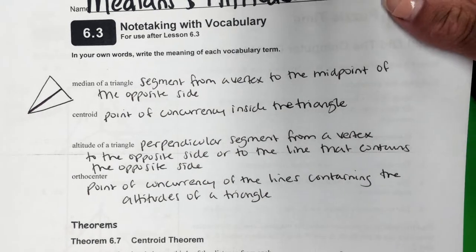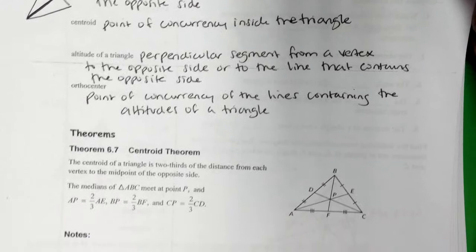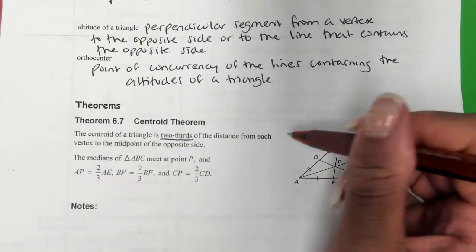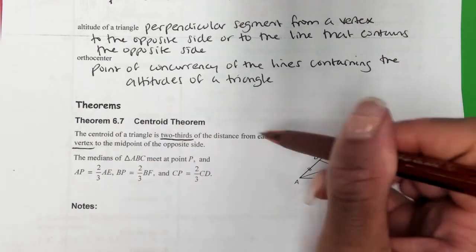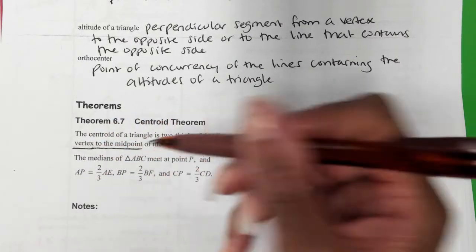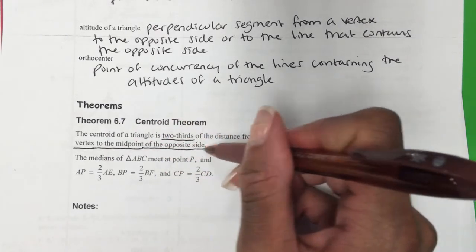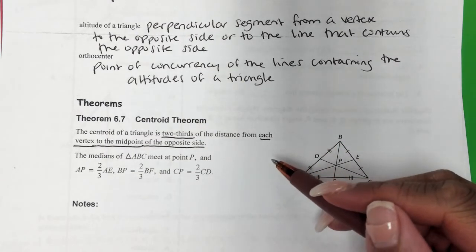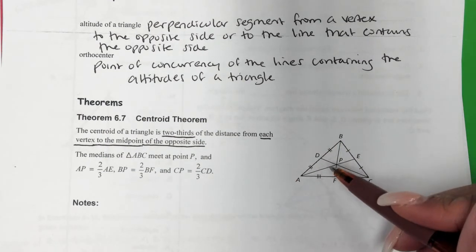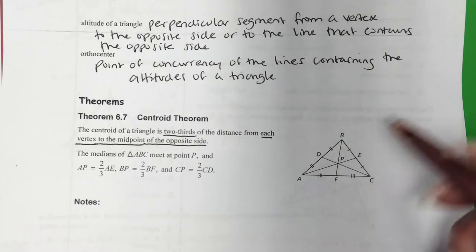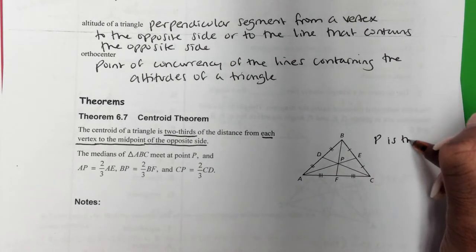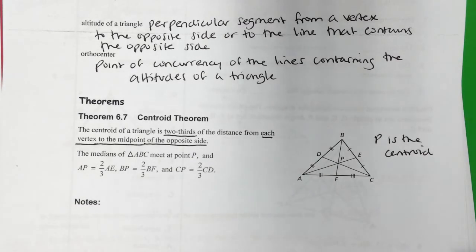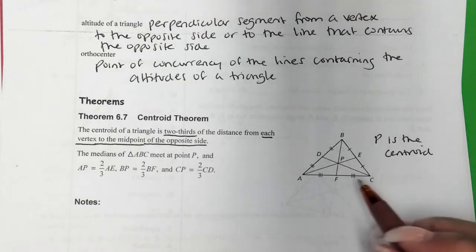Okay, so theorem 6.7 is the centroid theorem. The centroid of a triangle is 2/3 of the distance from each vertex to the midpoint of the opposite side. So for example, I have the medians of triangle ABC meet at point P. So P is your point of concurrency, or your centroid. Okay? P is the centroid, also your point of concurrency where all your lines meet.